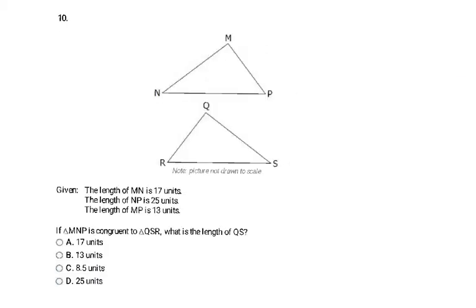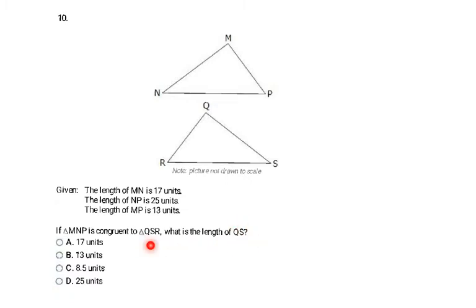Right, in this problem here, they tell us that the length of side MN is 17 units, the length of side NP is 25 units, the length of MP is 13 units, and then they tell us this congruent statement, triangle MNP is congruent to triangle QSR. What is the length of side QS?